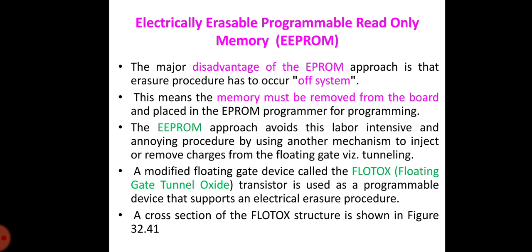The EEPROM approach avoids this labor-intensive and annoying procedure by using another mechanism to inject or remove charges from a floating gate called tunneling. A modified floating gate device is called FLOTOX transistor, used as a programmable device that supports the electrical erasing procedure, and it resembles a floating gate device, except that a portion of the dielectric separating the floating gate from the channel and drain is reduced in thickness to about 10 nanometer or less. And a voltage of approximately 10 volt is applied over the thin insulator.